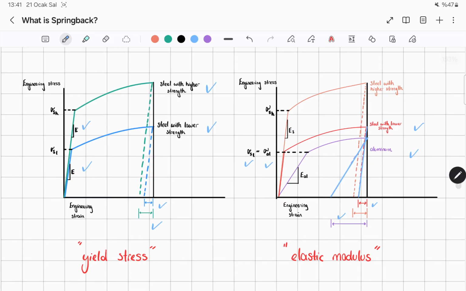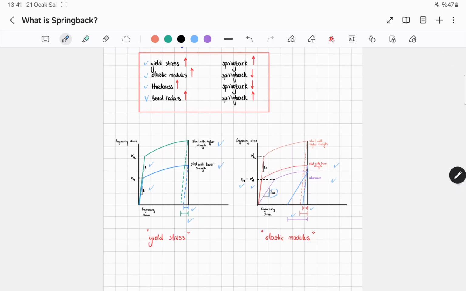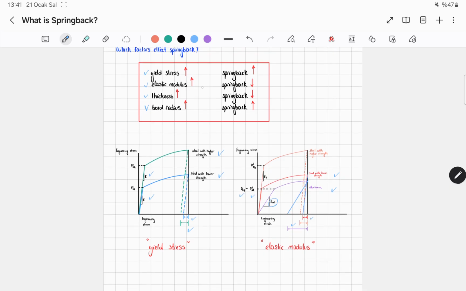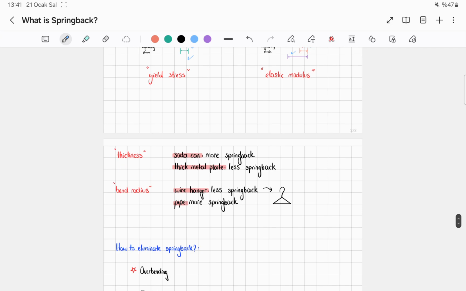So what that means is that when we have less elastic modulus, we have more springback, or vice versa. More elastic modulus means less springback. And let's check thickness and bend radius. In order to check them, we can look at some examples.